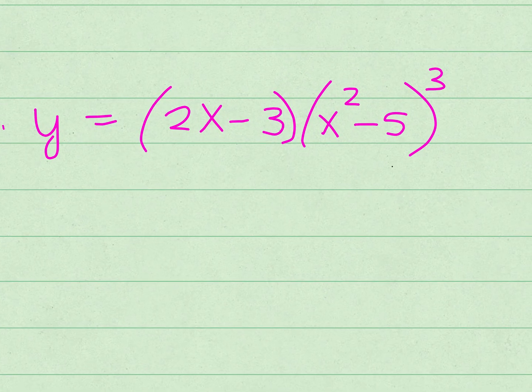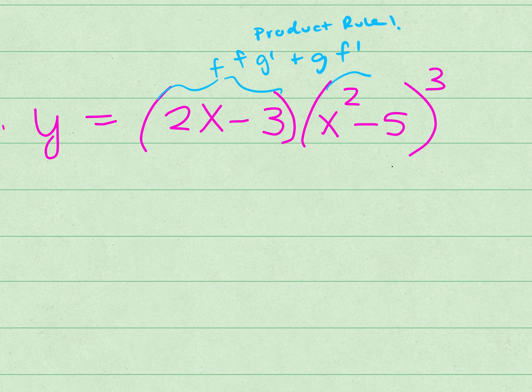All right, example 3. When we take the derivative here, what would we have to do? The product rule. So our product rule is the first times the derivative of the second plus the second times the derivative of the first. So we'll call this our F, and then this one will be our G. So our first is 2x minus 3 times the derivative of the second.